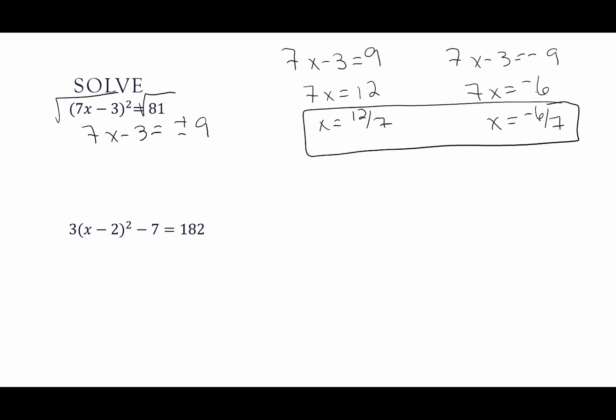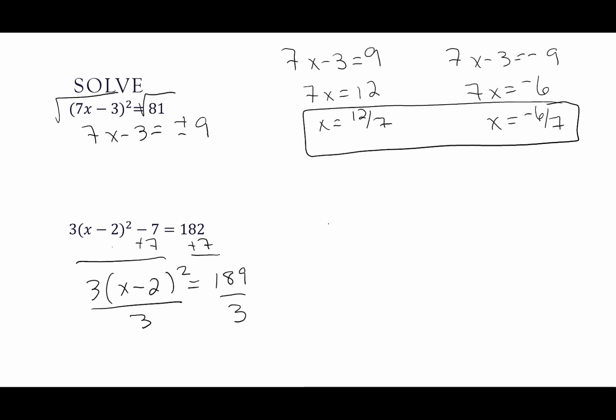This one's a little bit bigger. I have 3 parentheses, x minus 2 squared, then minus 7 equals 182. Order of operations will help you make this easier and not get fractions before you need them. So I would first move the 7. I have 3 times x minus 2 squared equals 189. Then I want to divide by 3. This says x minus 2 squared equals 63.